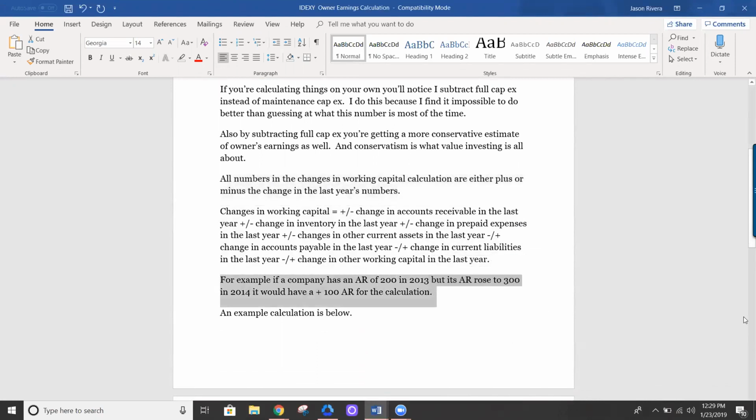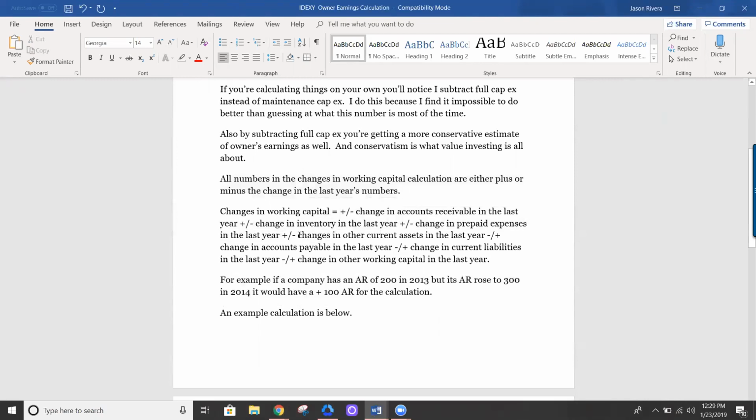This is just a fake example. If a company has accounts receivable of 200 in 2013, but its accounts receivable rose to 300 in 2014, it would have a plus 100 AR for the calculation. Does that make sense? Alice, that makes sense? Okay. So the plus minus part is pretty straightforward.